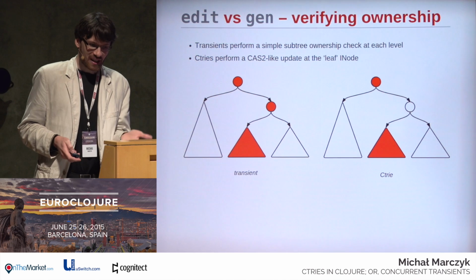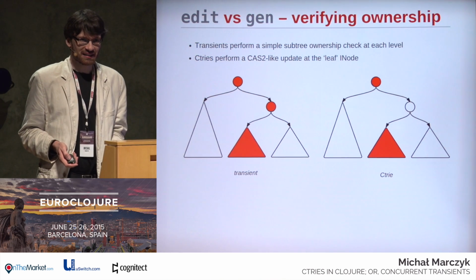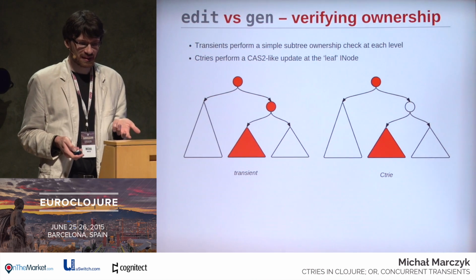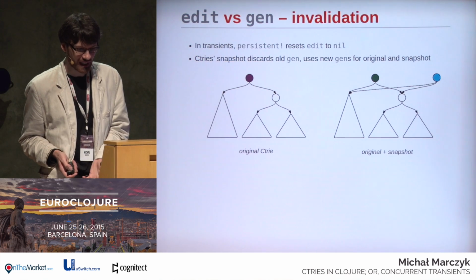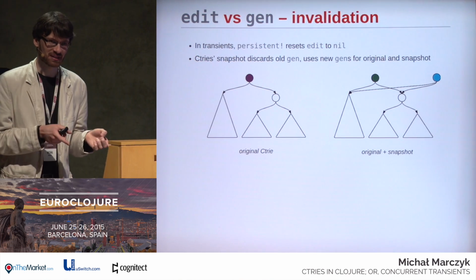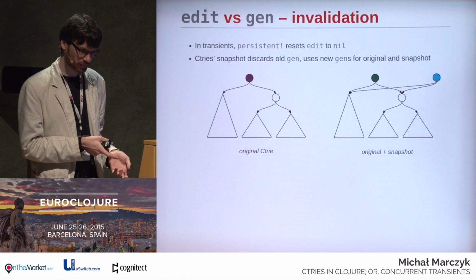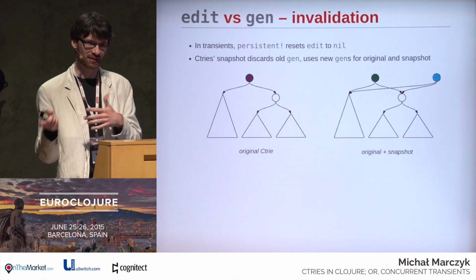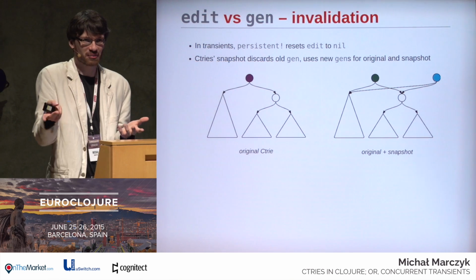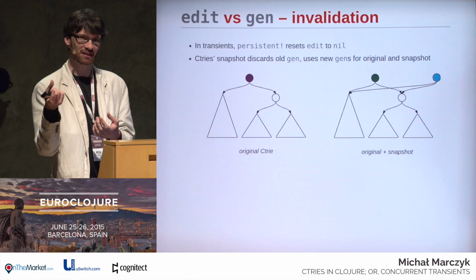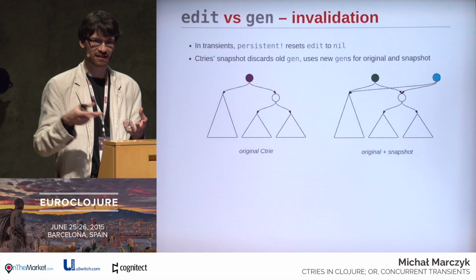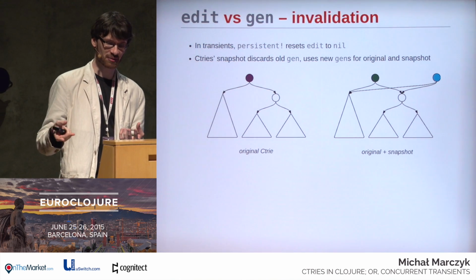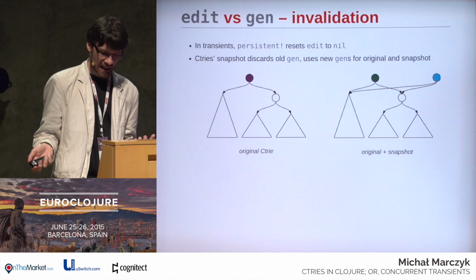And the reason why we have those generation markers in ctries in the first place is to support snapshots. Again, the mechanism for that is similar to something that happens in transients, where if you call persistent bang on a transient, that resets your edit marker to nil. It's an atomic reference to something, right? When you reset it to nil, that means it's no longer active and you are no longer permitted to make updates.